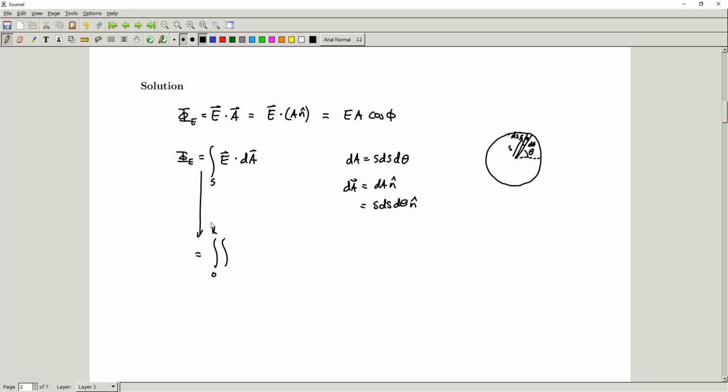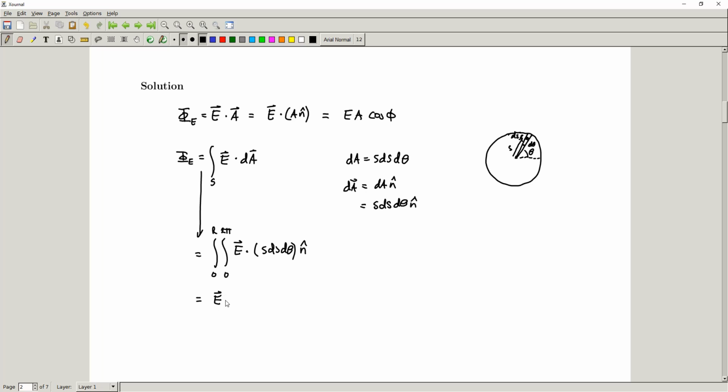This is going to be our s integral, and from 0 to 2 pi in the theta direction, right? And what are we integrating? We're integrating E dot n hat s ds d theta, okay? And so again, neither our E nor our n hat depend on s or theta. So both of those can flow straight through the integral, and we end up with something that looks like this.